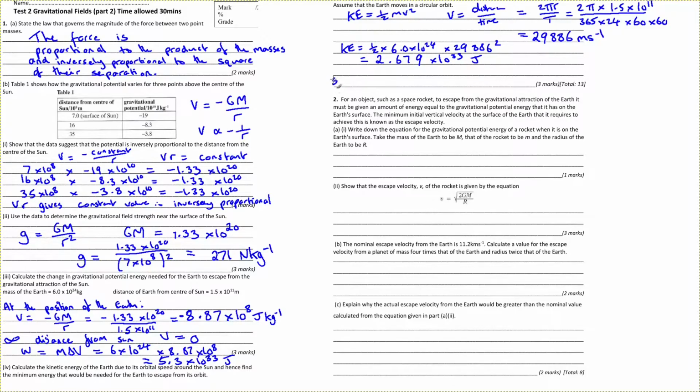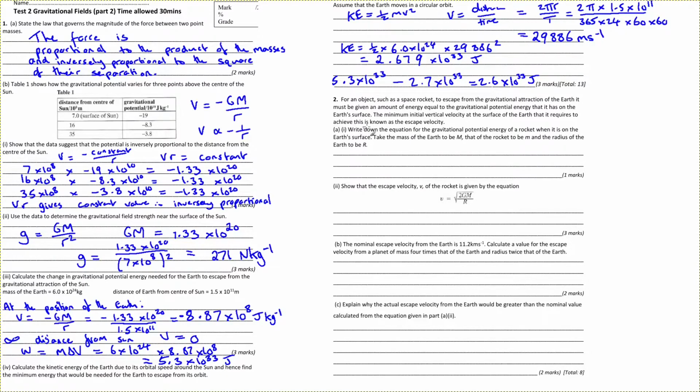So we can do 5.3 times 10 to the 33, take off the kinetic energy of the Earth, 2.7 times 10 to the 33. What are we going to get? Well, we're going to get 2.6 times 10 to the 33 joules. So at the moment it's got 2.7 times 10 to the 33 joules of kinetic energy. If all of that, together with another 2.6 times 10 to the 33 joules of energy that it was given, was converted to gravitational potential energy, the Earth would be able to move an infinite distance away from the Sun. In other words, it would be able to escape the gravitational attraction of the Sun.